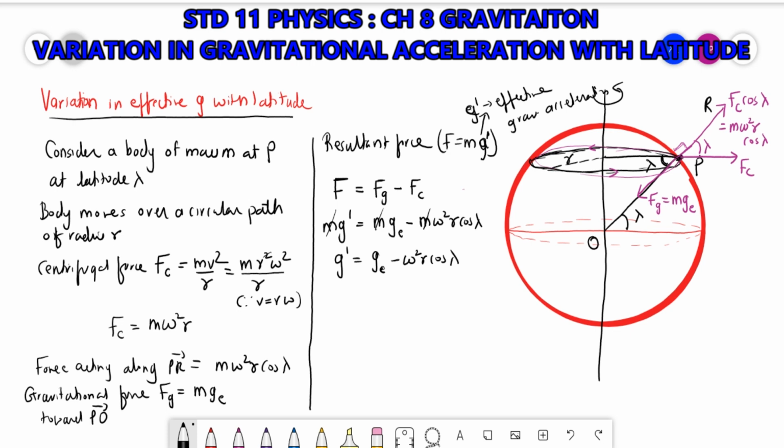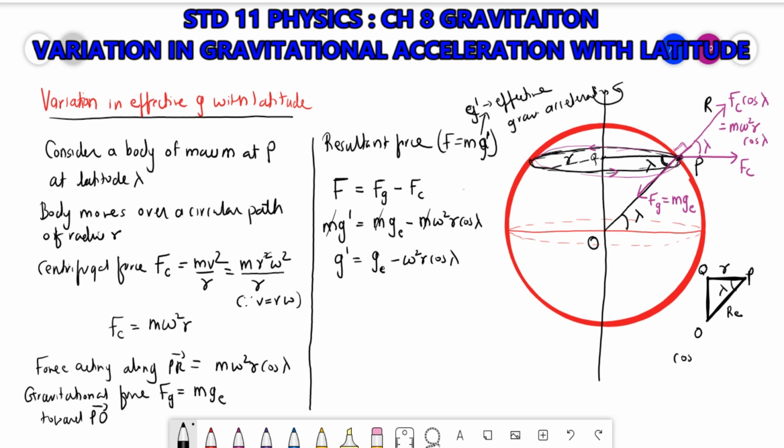Okay. Now see, if I extrapolate this triangle. Okay, see, let's take this point as Q. If I take this triangle OPQ, this is the radius, that is radius of the latitude. Okay, this is radius of the earth, right? OP, that is radius of the earth. Clear? And this angle is lambda.